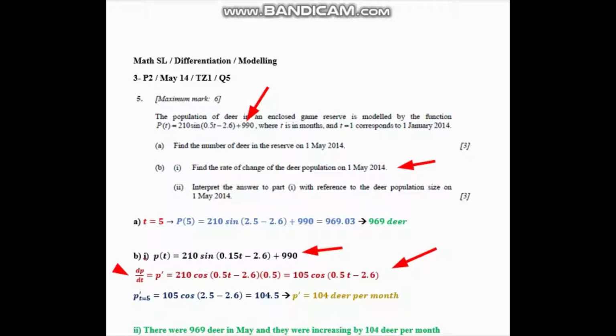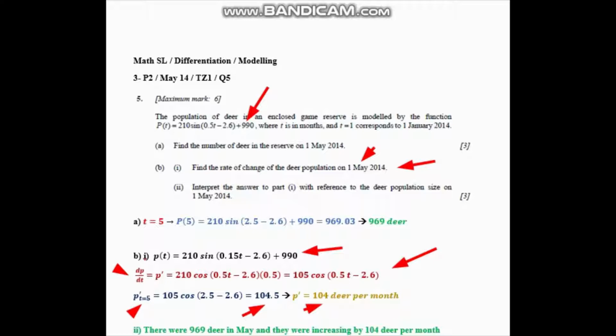Next, I want to find the rate of change on the 5th month. So I substitute t with 5, and this gives me 104.5, which I then round down to 104 deer per month. So the rate of increase is 104.